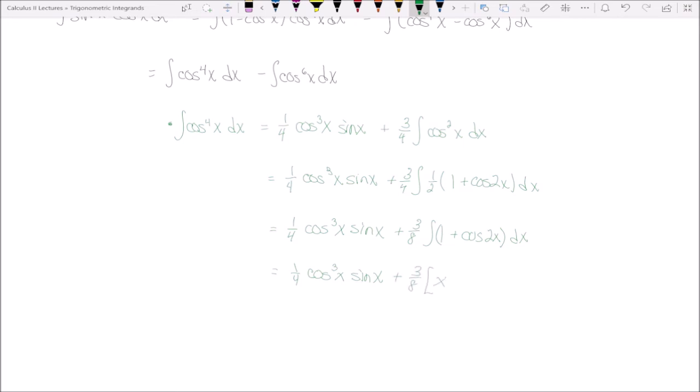So the antiderivative of 1 is just x. The antiderivative of cosine of 2x is a u-sub. We're going to get 1/2 sine of 2x. And all this is, of course, plus some constant, which I'm going to ignore for right now.